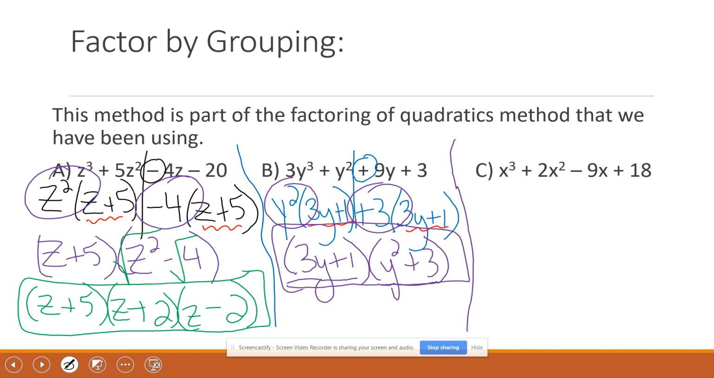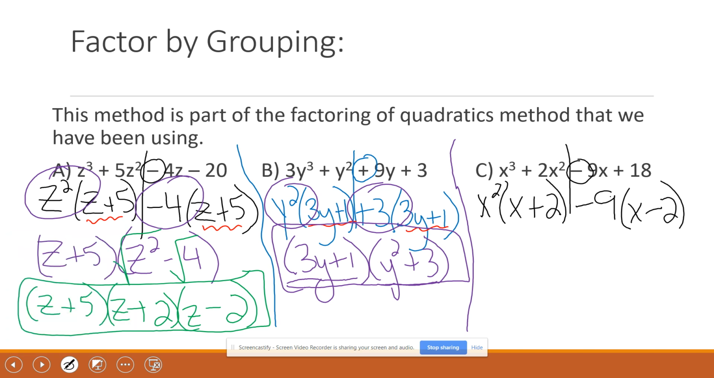Example C. Again, we already have our 4 terms, so we're splitting this in half. The greatest common factor on the left side is x squared. That leaves us with x plus 2. We start the next section with subtraction, and the greatest common factor with 9x and 18 is 9. Now remember, we're dividing by negative 9. So negative 9x divided by negative 9 is positive x. Positive 18 divided by negative 9 is negative 2.